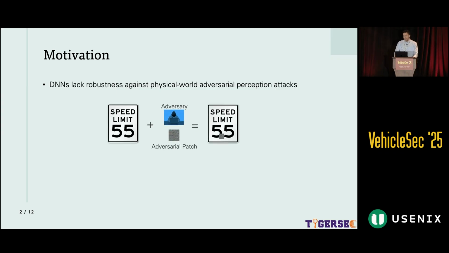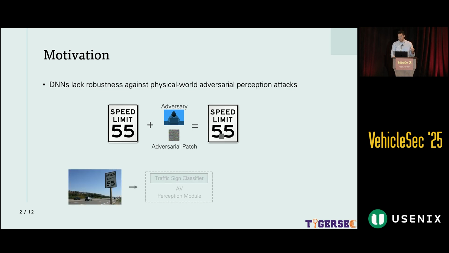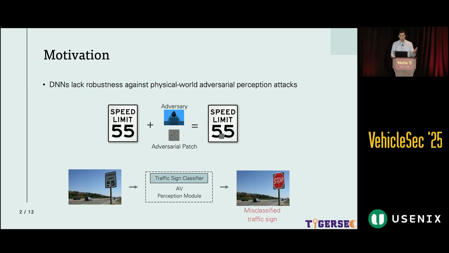Let's assume that an attacker can place a simple patch on a speed limit sign. The AV perception module might misclassify it completely. Perhaps instead of seeing what is a 55-mile-per-hour sign, it sees a stop sign with a patch. And this has been shown to not be just theoretical. It has been demonstrated in real-world conditions, and it poses a serious safety risk.